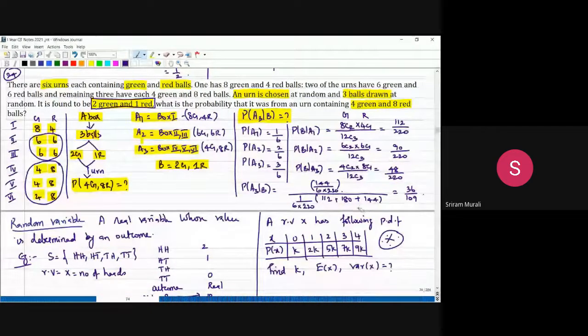Where if you want to get A3 given P, this will come to the numerator. Have you all understood? Yes, sir. If you have any queries, you may ask.